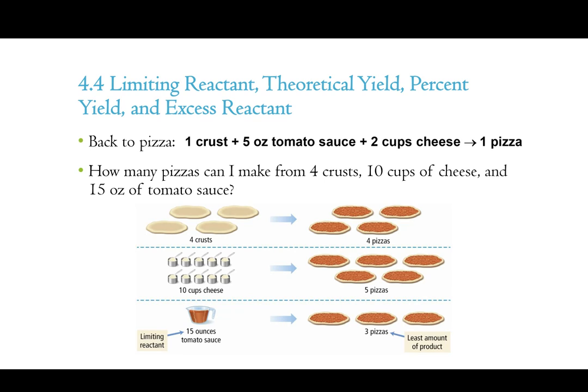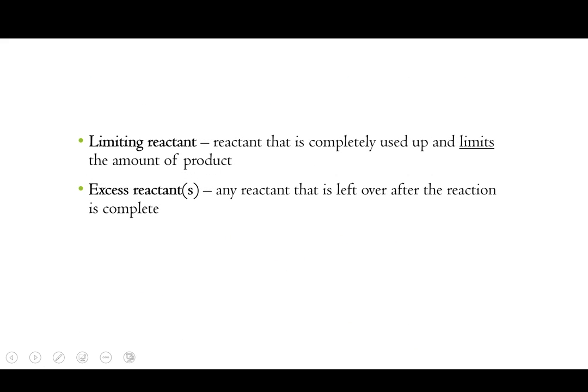And so the sauce is what's called the limiting reactant. The limiting reactant is the reactant that is completely used up in a chemical reaction, and it's called the limiting reactant because it limits how much product you can make. Any other reactant is going to be an excess reactant. So the cheese and the crust are excess reactants.